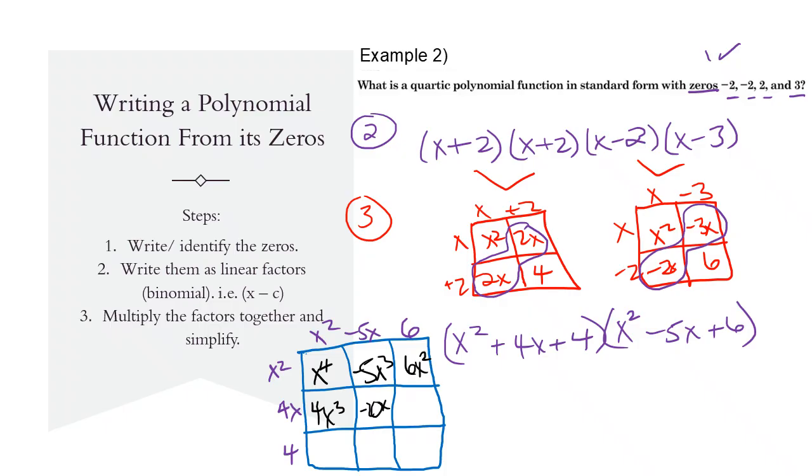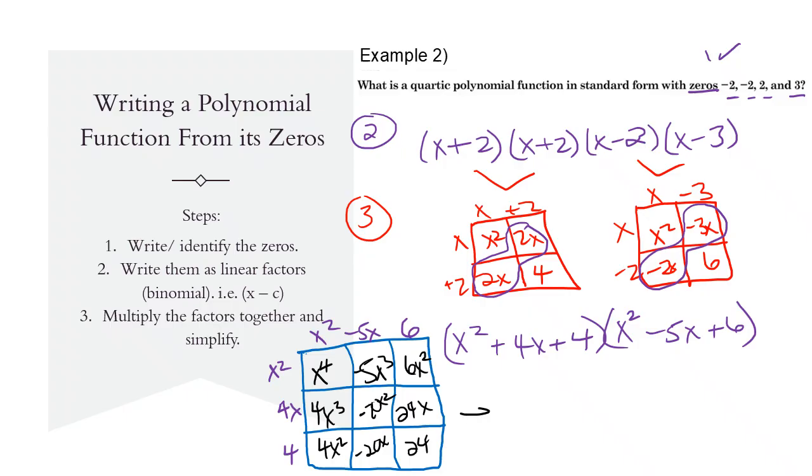Oh no, my little boxes! I erased my line. Come back. All right, it's going to be negative 20x squared. 4x times 6 is 24x. 4 times x squared is 4x squared. 4 times the negative 5x is negative 20x. And 4 times 6 is 24.